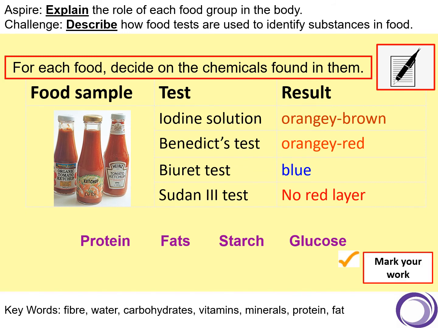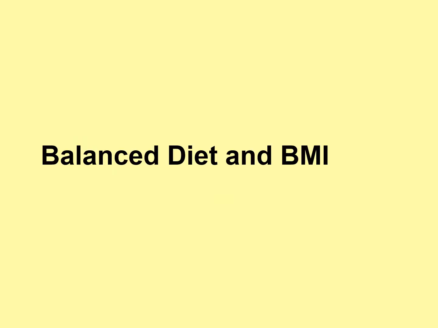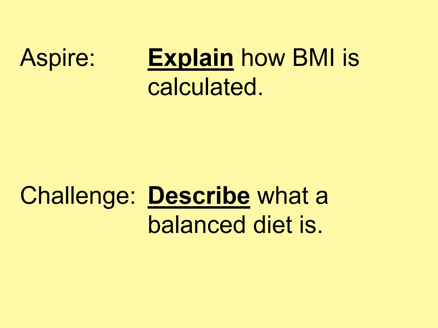So hopefully you have that the only positive test there is Benedict's test, and that means that glucose is present in the tomato ketchup. So this section of the lesson now is on balanced diet and BMI. The challenge and aspire for this section of the lesson is to describe what a balanced diet is and explain how BMI is calculated.